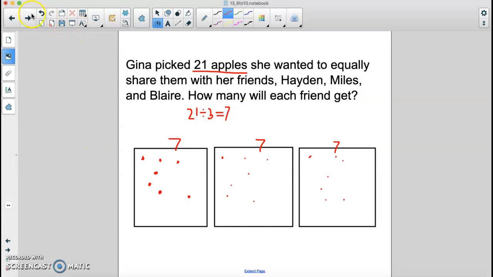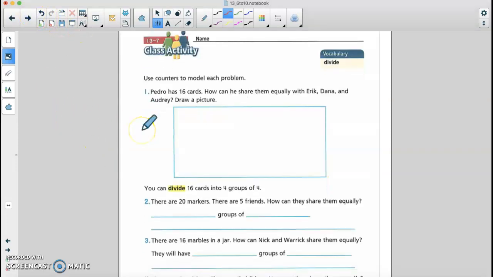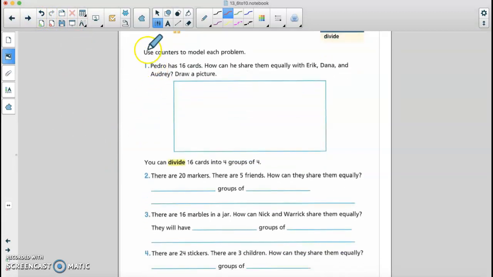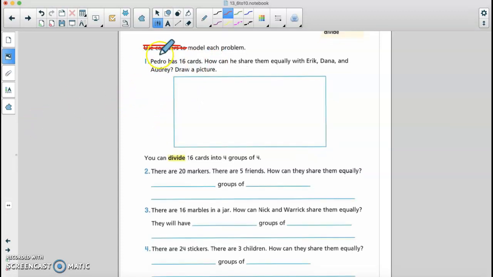All right, let's move on to our workbook page. Our workbook page is the same thing. It says use counters. We don't have counters at home, so we're going to cross that direction out. But what I'd like you to do is to solve this problem number 1. We just did it twice on the other problem. So it says Pedro has 16 cards. How can he share them equally with Eric, Dana, and Audrey?